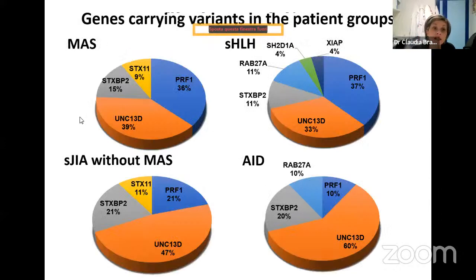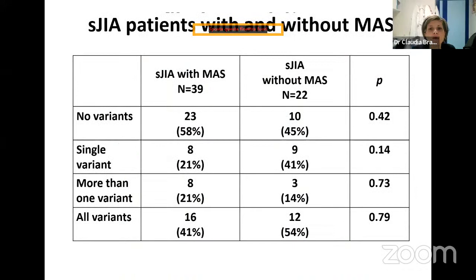So here the variants in the different genes. As you can see, in the different groups of patients, the distribution of genes carrying variants was almost similar. We didn't find any relevant differences. We then looked in particular at SJIA patients. We divided our group of patients in SJIA with or without MAS, and actually we did not find any difference comparing patients without variants and patients with one or more than one variants.